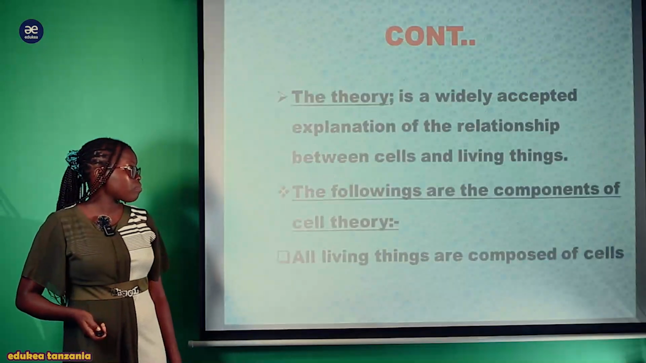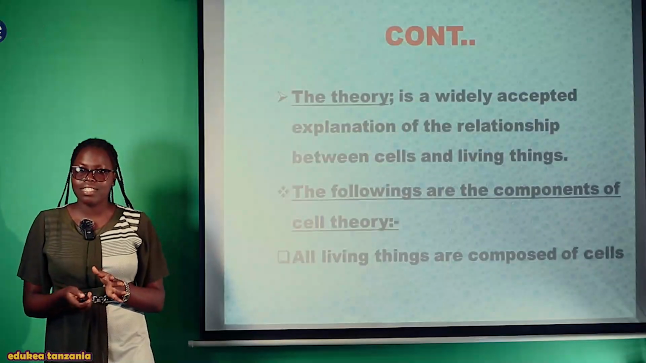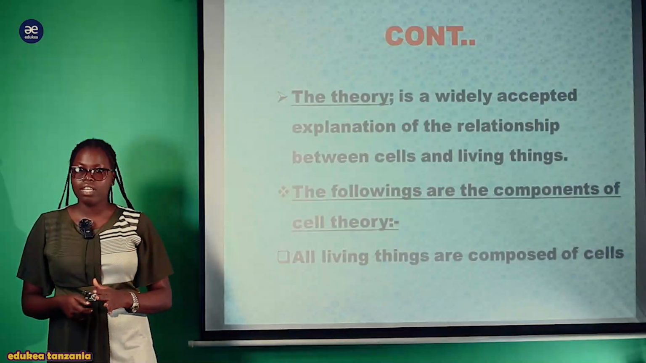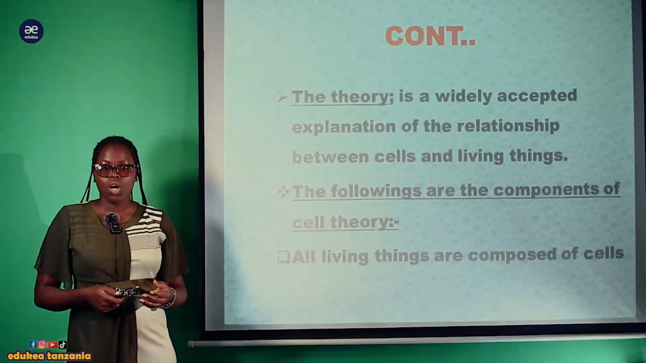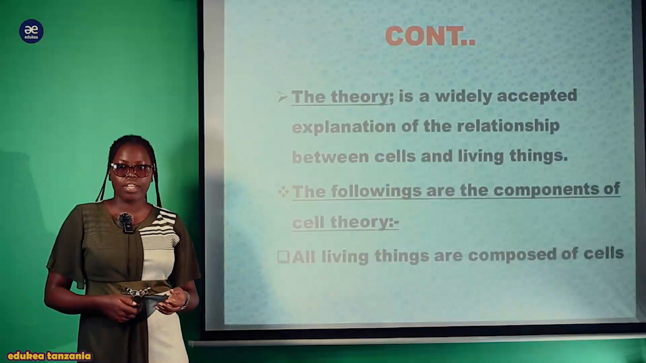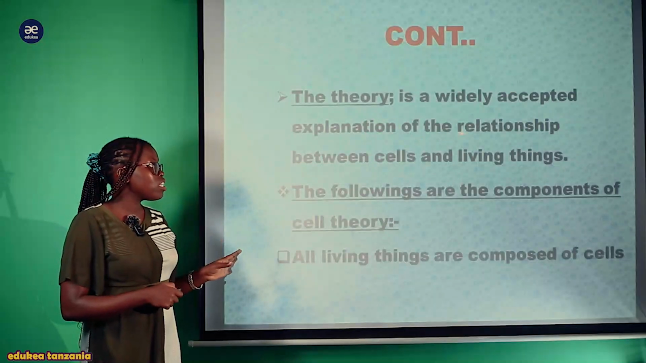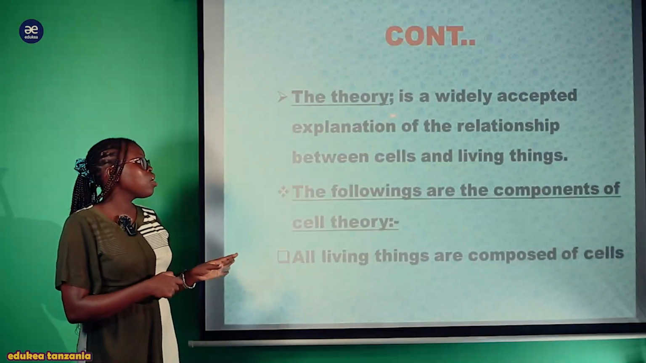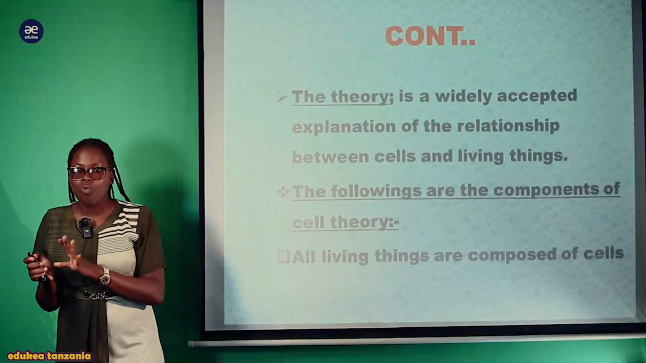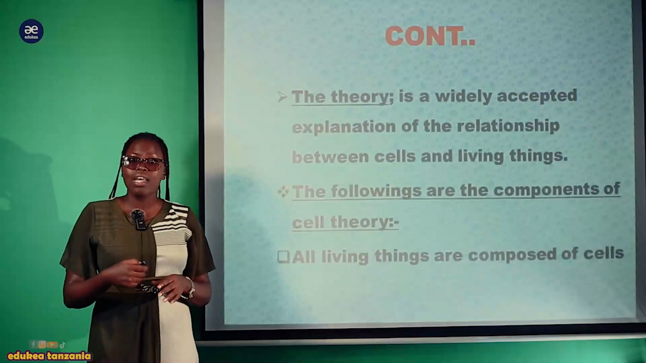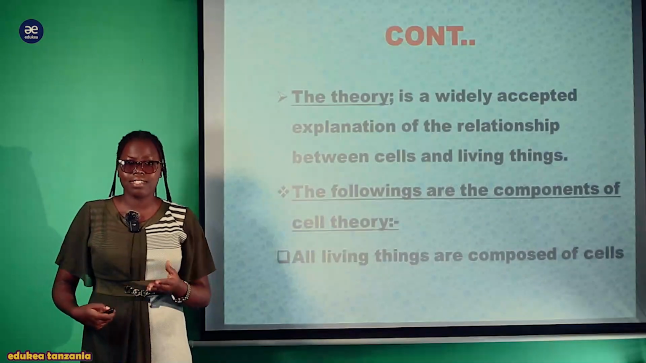Now, the observation made by Robert Hooke, other scientists used his observation and his finding to develop the components of the cell theory. The theory is a widely accepted explanation of the relationship between the cell and living things. Kwa hiyo hapa theory yenyewe imeweza ku-explain the relationship iliyopo kati ya viumbe hai na seli. Kwa nini tunasema kwamba cell is a basic functional unit of life? Kuna uhusiano gani iliyopo kati ya viumbe hai na seli? So this is all about the cell theory.